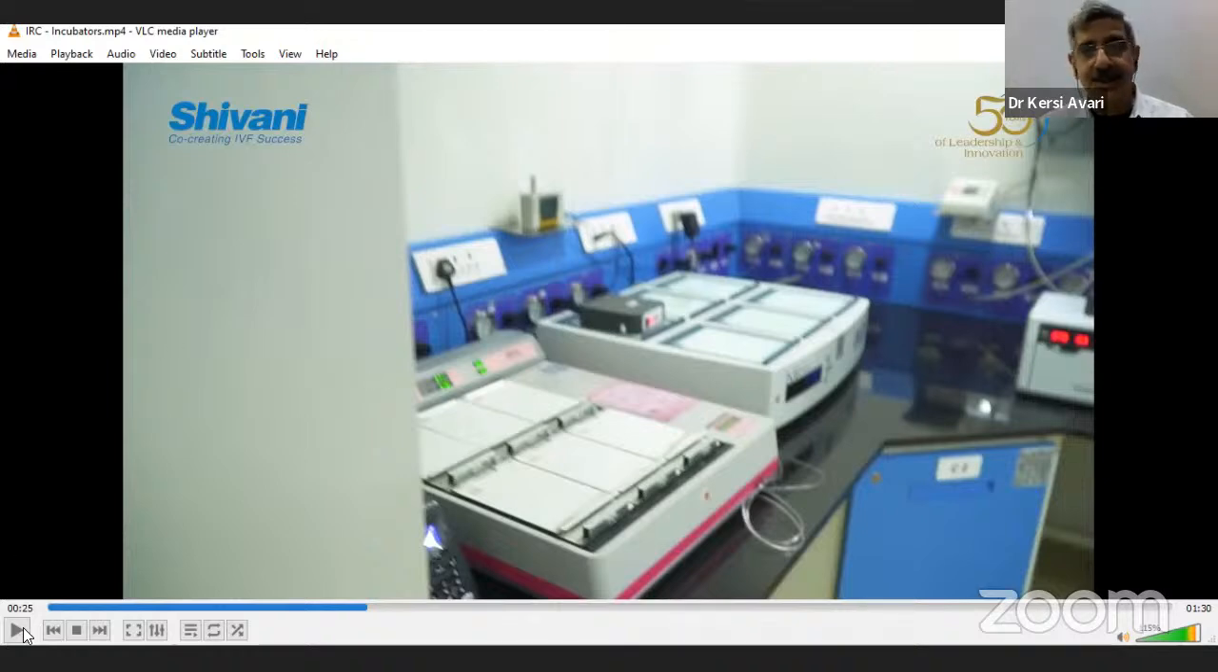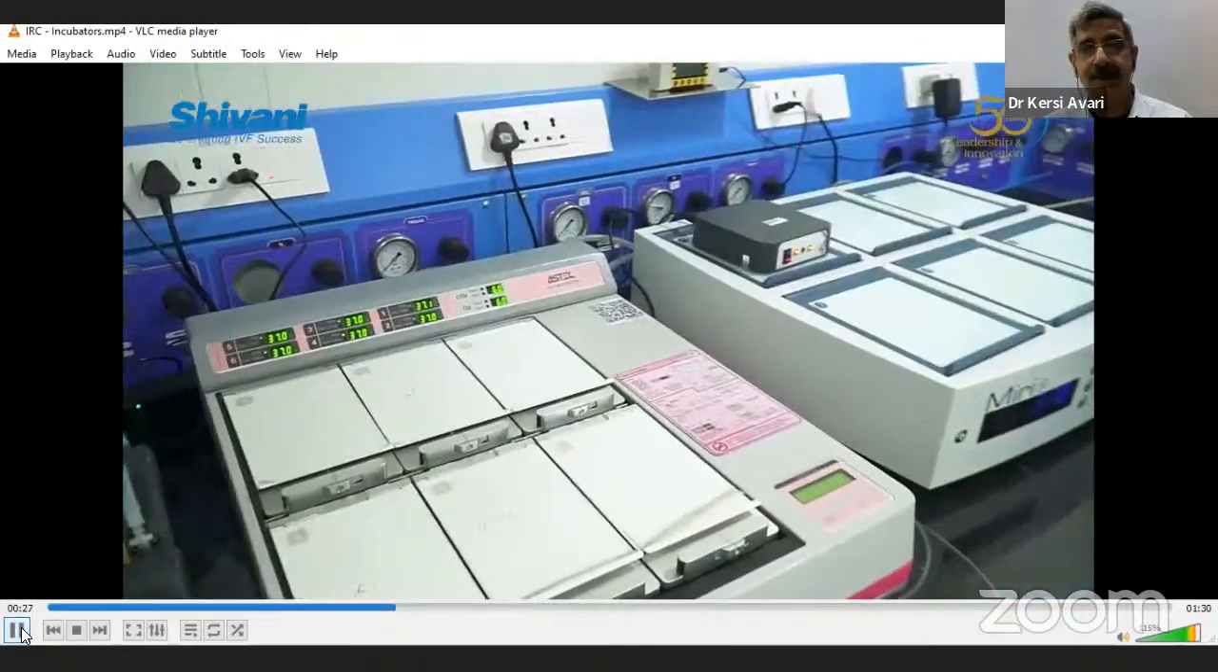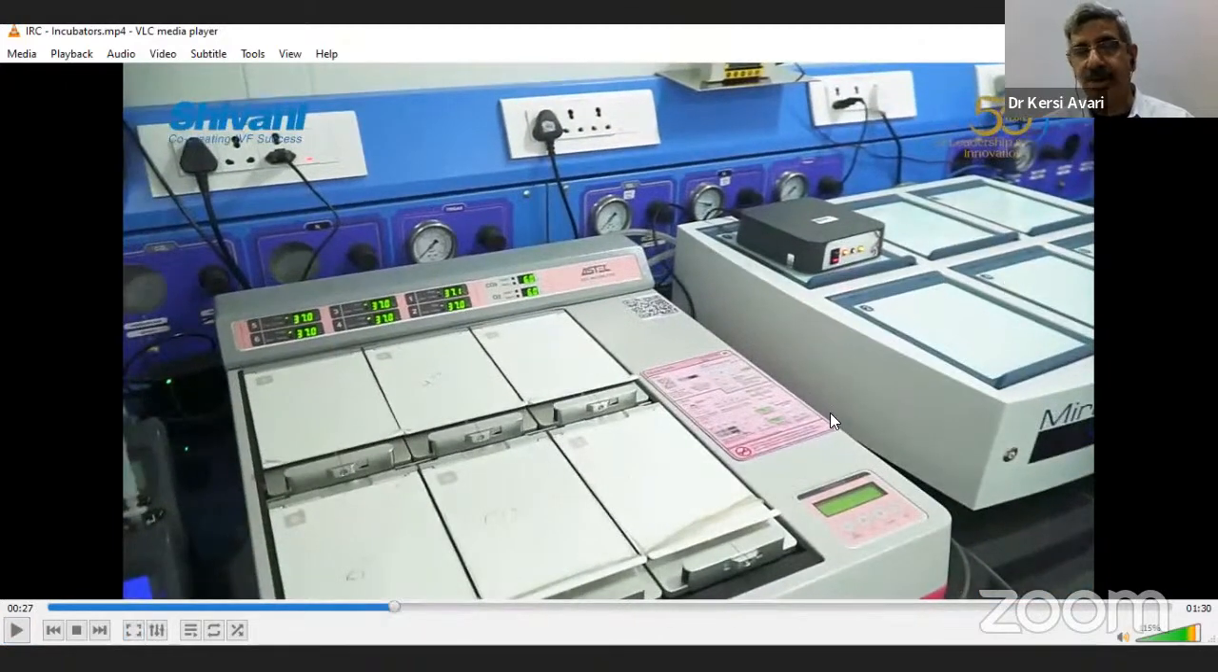So now we come to another type. This is another company, 1, 2, 3, 4. Here also, see, each chamber, 37, 37, chamber 1, 2, 3, 4, 5, 6. And of course, the carbon dioxide and oxygen content, both are monitored. So trigas means nitrogen, carbon dioxide, and oxygen. Now, why is nitrogen used? Nitrogen is used as a filler in order to control the percentage of oxygen, because the embryos at certain stages of development are very sensitive.